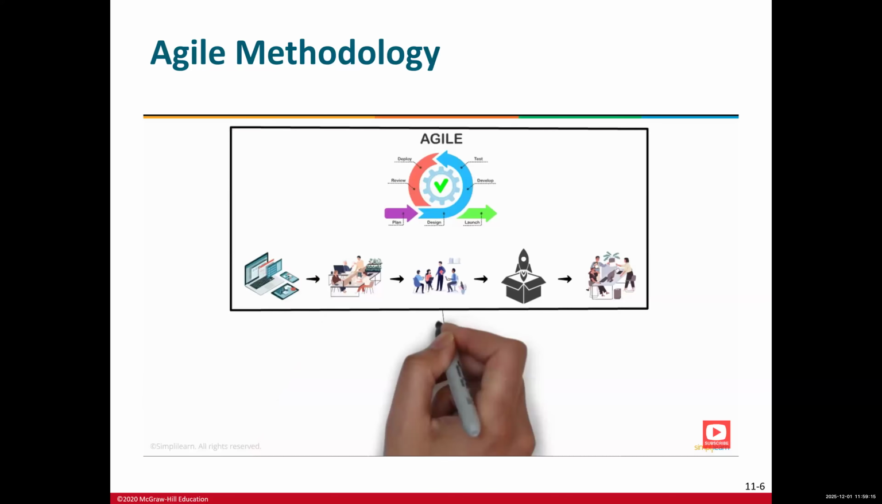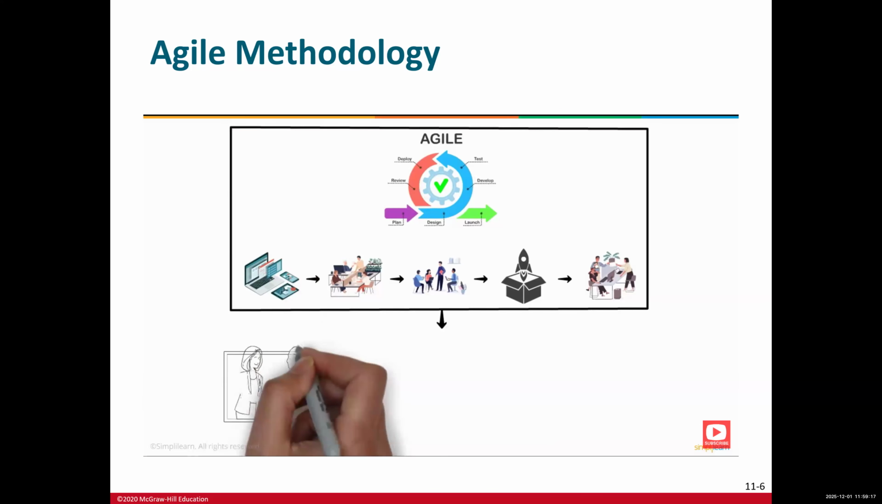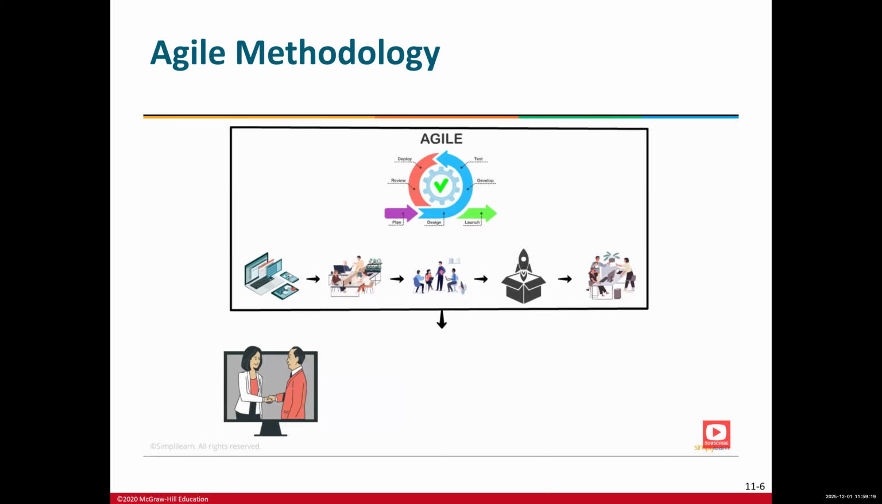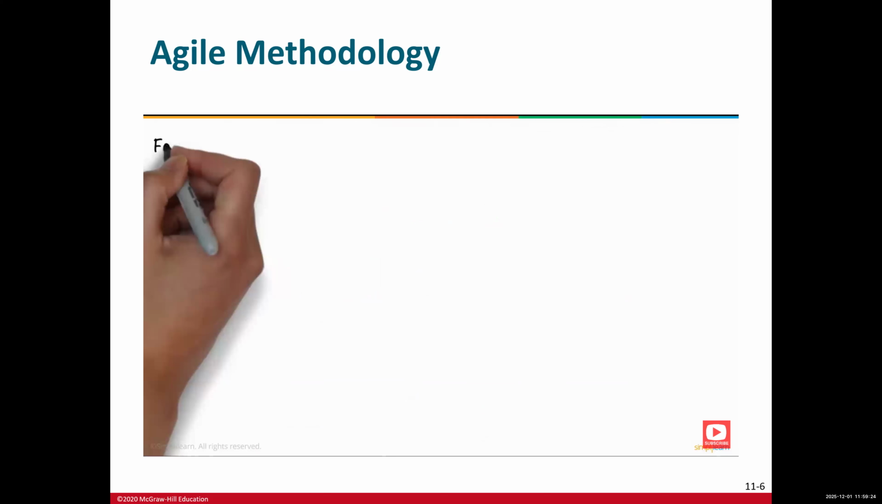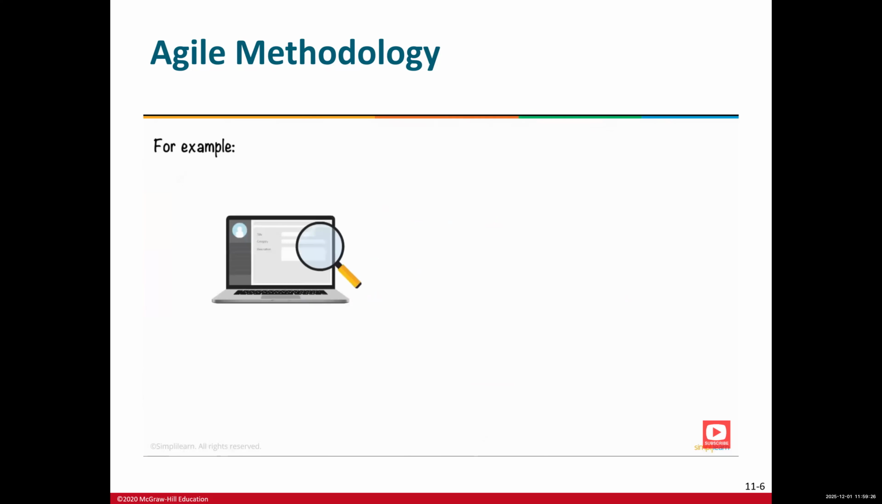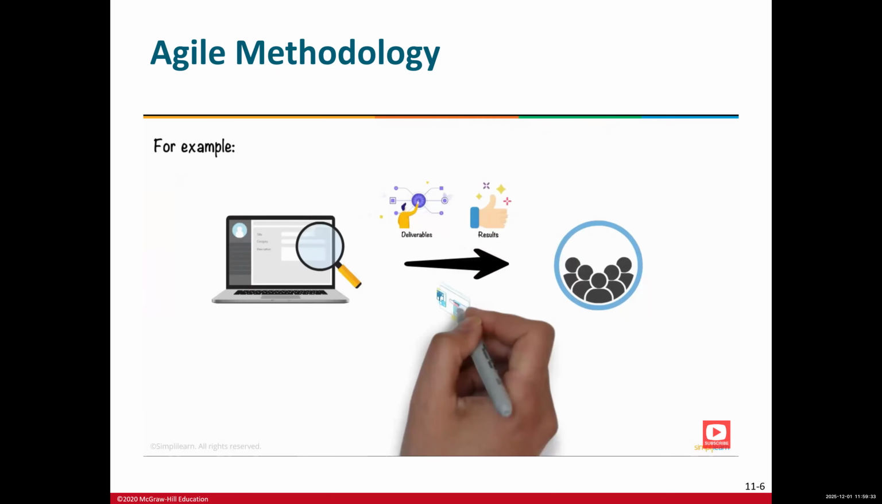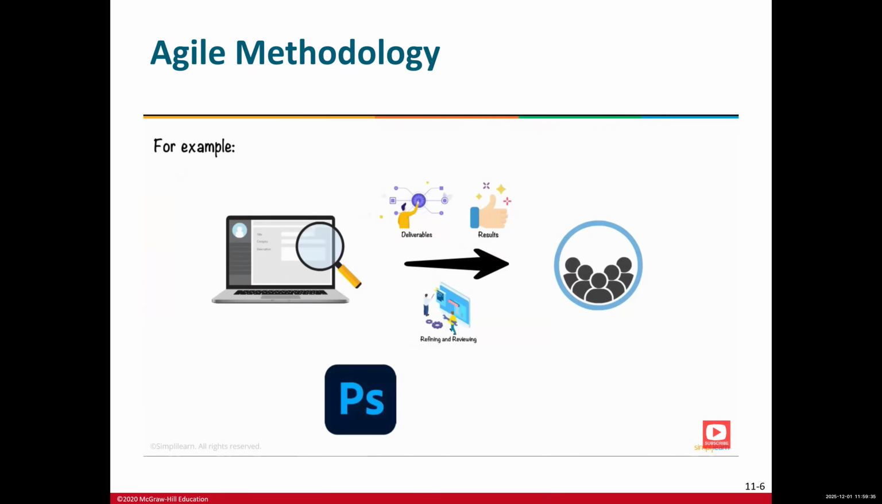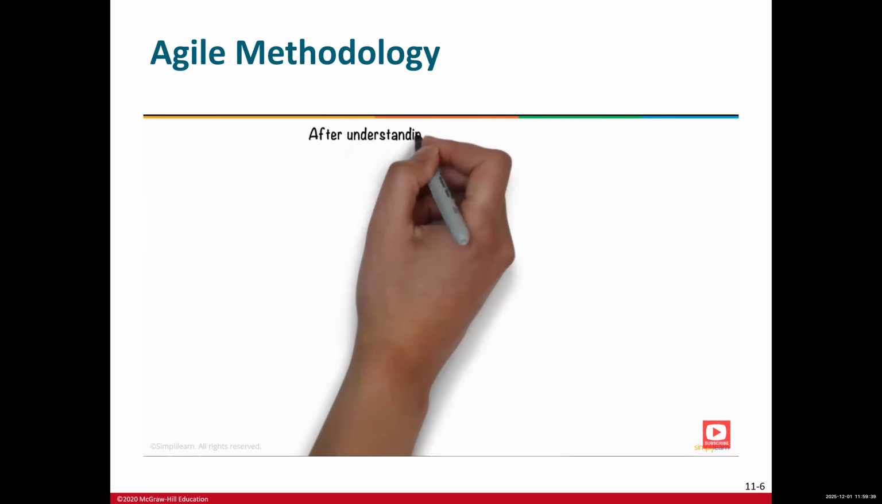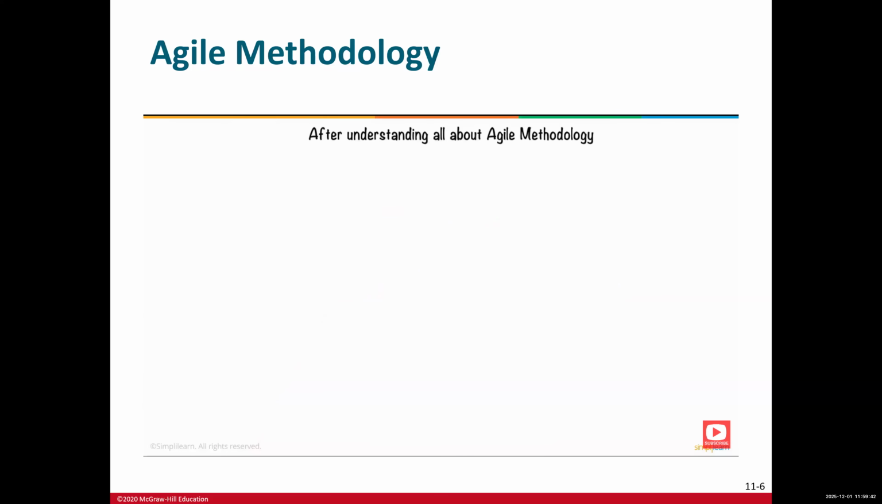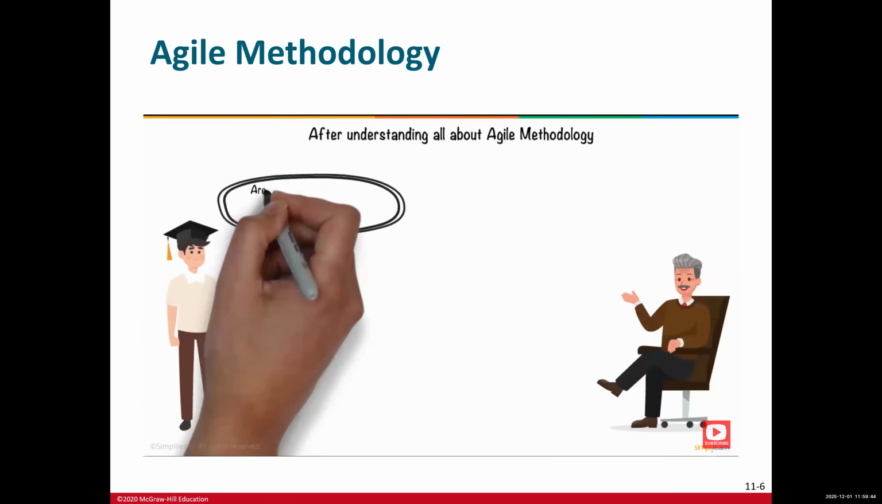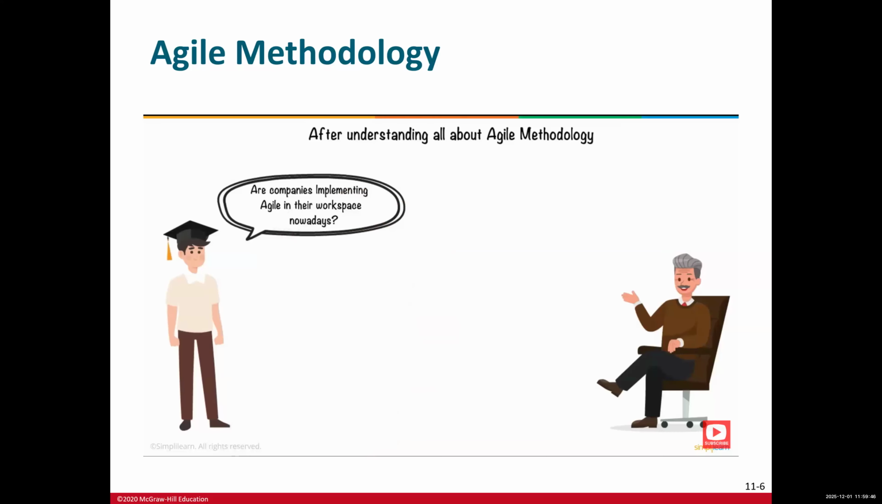Agile methodology focuses on satisfying consumer needs by efficiently utilizing the resources and avoiding additional risks or deviations in the product. For example, providing a trial beta version of the software for the end user to experience the software towards its deliverables and results will be helpful in refining and reviewing the product, like Adobe Photoshop, Adobe Illustrator, etc. After understanding all about Agile methodology, Alex asks Uncle John, are companies implementing Agile in their workspace nowadays?